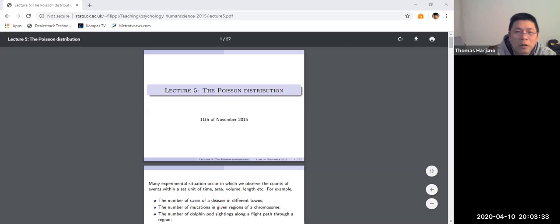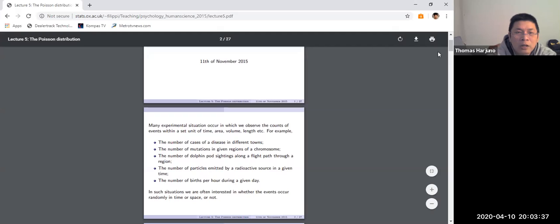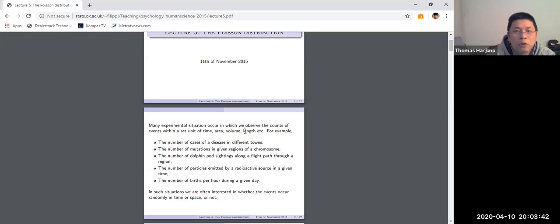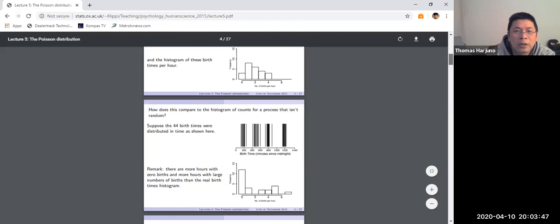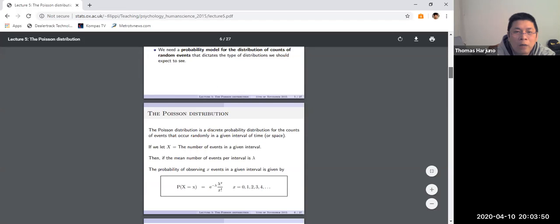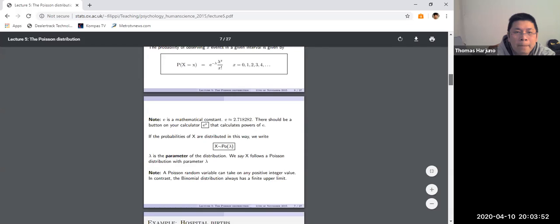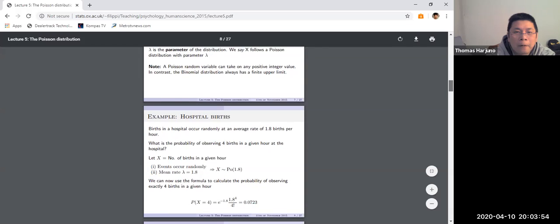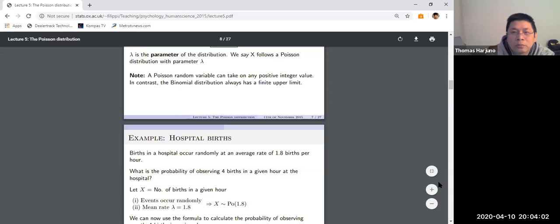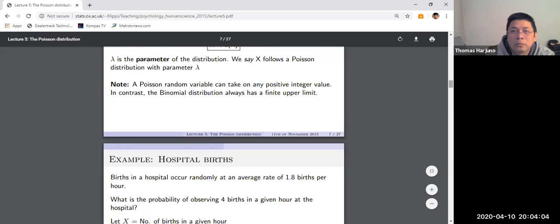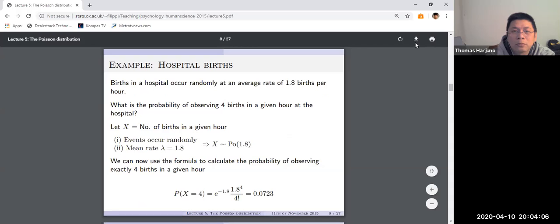Many experimental situations occur in which you observe counts of events within a set unit of time, area, volume, or length, for example. Now, let's see. I will try to get an example. How about this one here? I think I should enlarge that. Do you see the enlarged version?